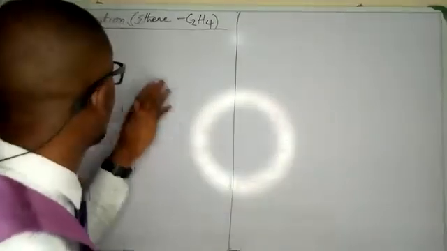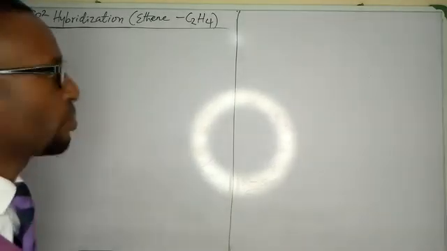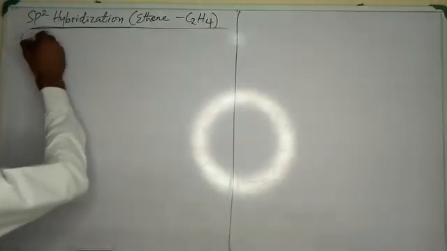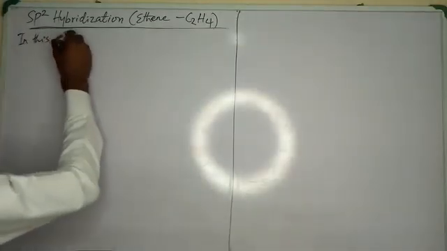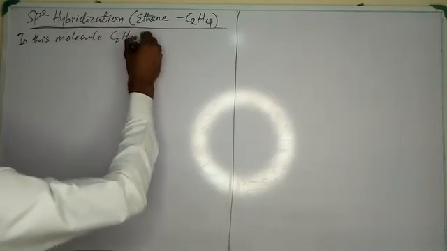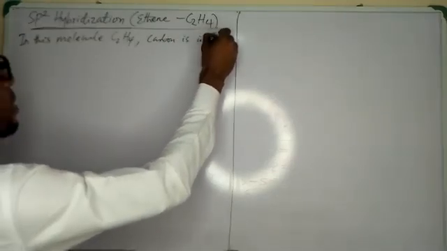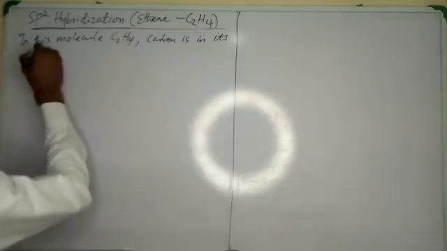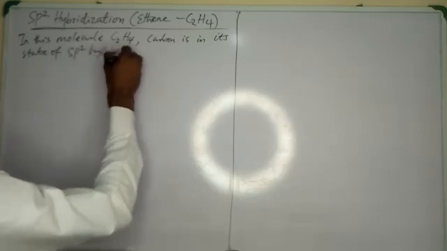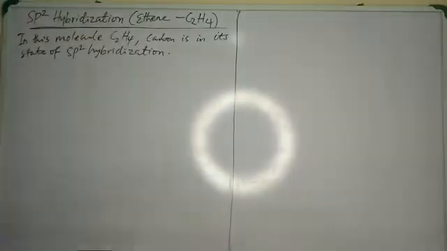Okay, friends, here we are going to use an ethene molecule to explain sp2 hybridization. It is important to note that in this molecule, ethene, carbon is in its state of sp2 hybridization. I think this is the first place to start. Carbon is in its state of sp2 hybridization.